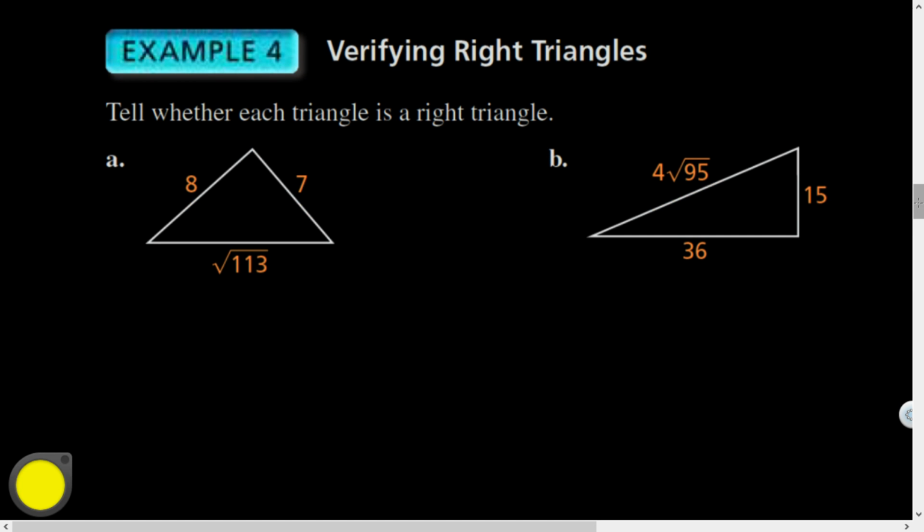So let's see. If I want to determine whether or not this is a right triangle, the thing that I consider my hypothetical hypotenuse must be the longest side. Whoa, for the longest side. Wow, that's pretty good.